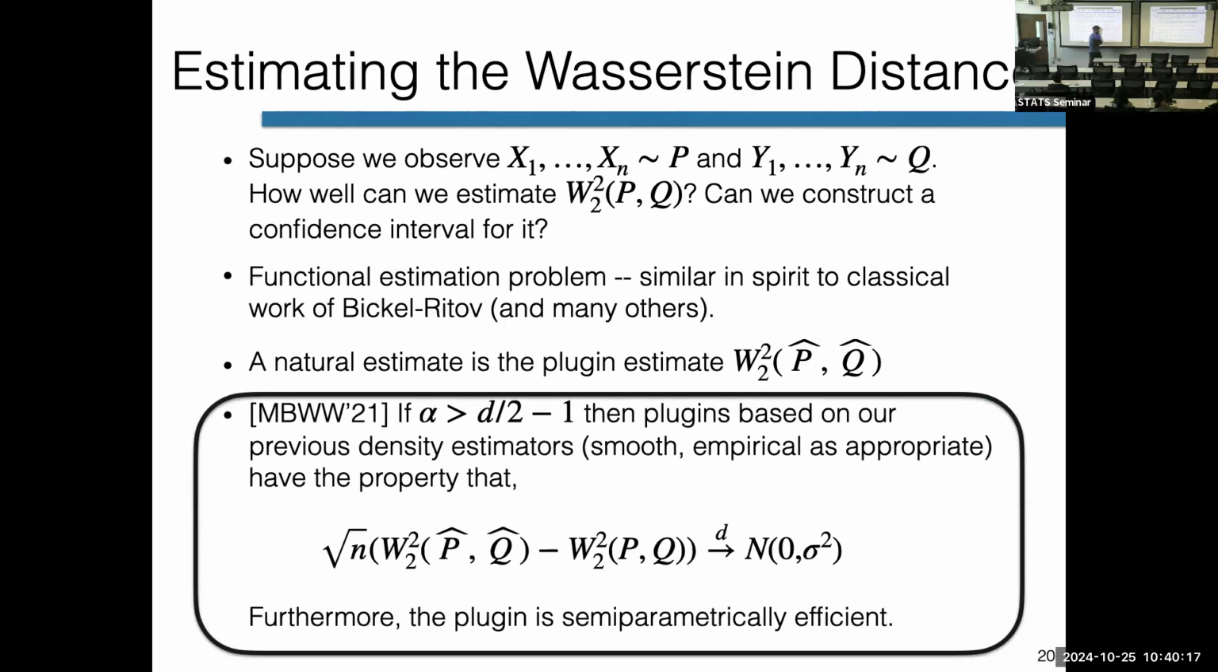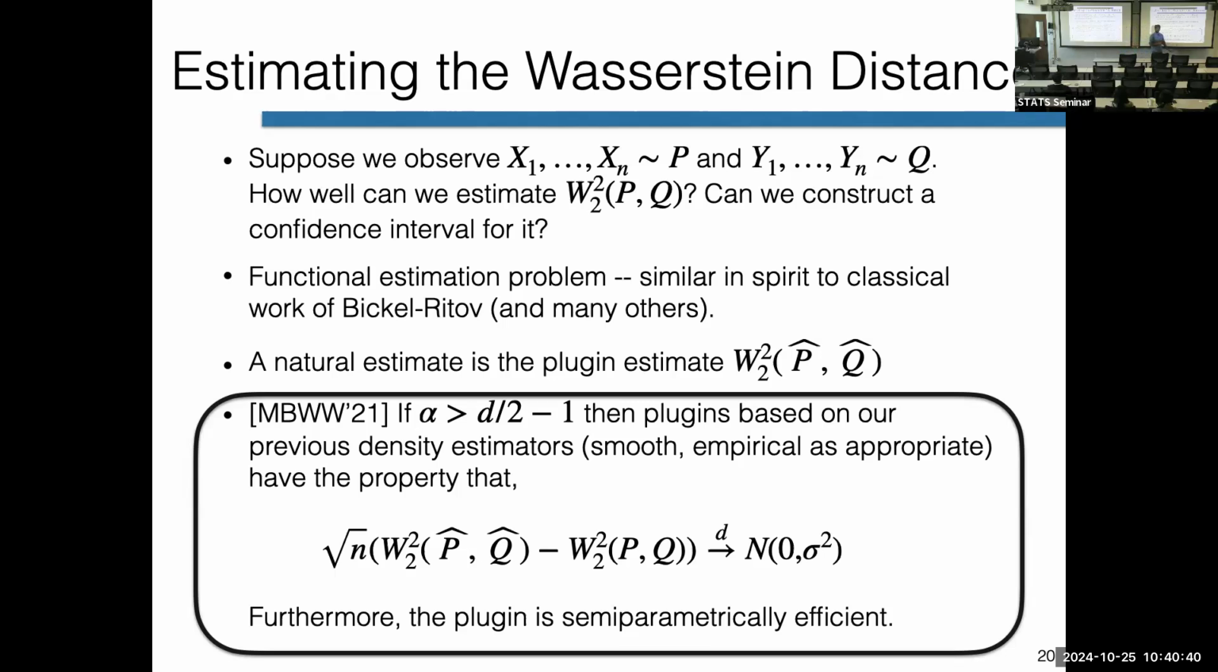And what we showed essentially was the following thing. If you have enough smoothness, the alpha is at least something which is quite large, you think of it as quite large, d over 2 minus 1. So you have sufficient smoothness. Then you can use this plug-in estimator, and this plug-in estimator will be asymptotically unbiased and semi-parametrically efficient.